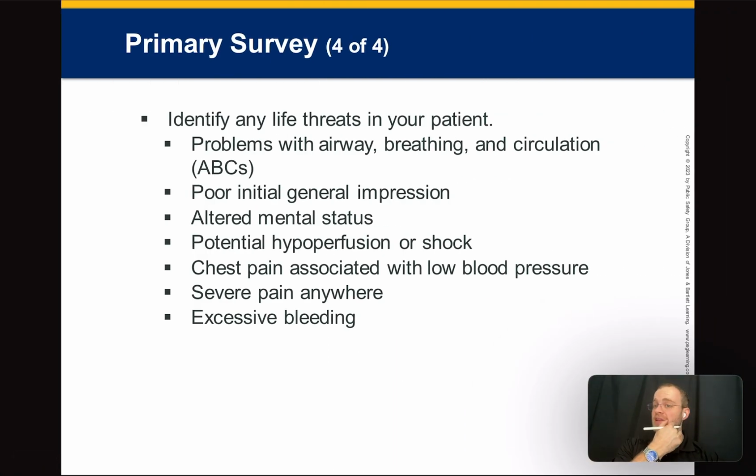So we identify any life threats in your patient. Of course we want to look at airway, breathing, and circulation. If they have a poor initial general impression, that's bad. We need to address whatever's causing this poor general initial impression. We look for altered mental status. Remember, the brain is one of the most perfusion-dependent organs in the body, and we very quickly see when it's not being perfused in the form of altered mental status, then lethargy, then unconsciousness, right? So we look for potential hypoperfusion, also known as shock, right?